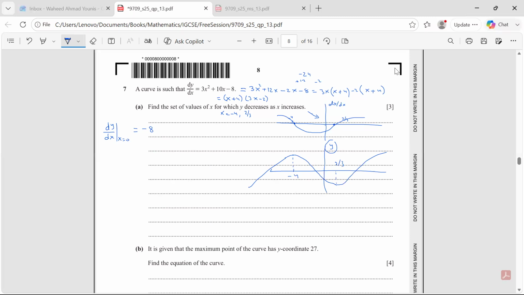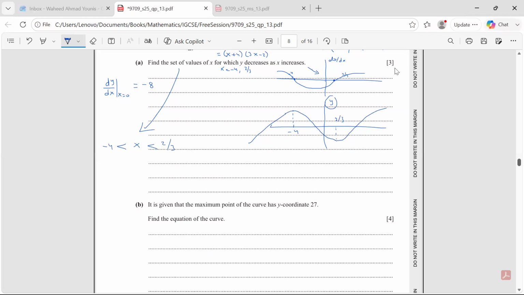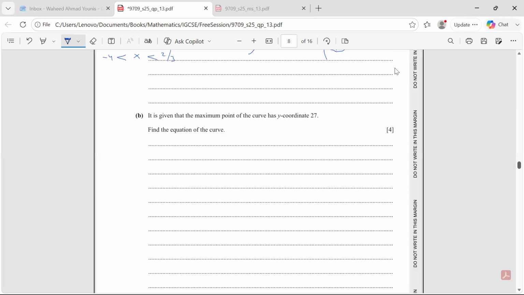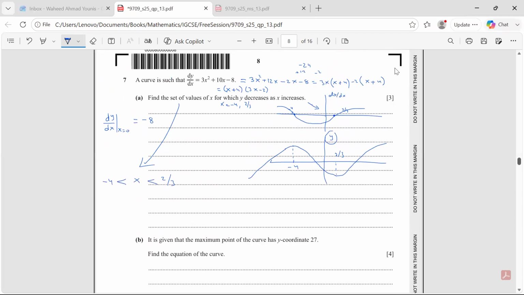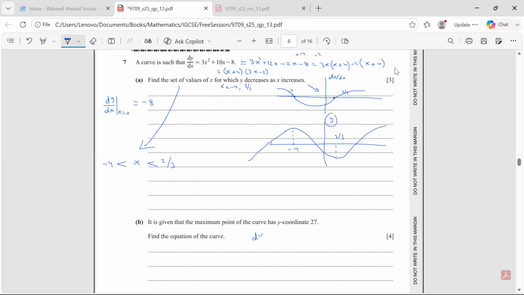So the answer to this first problem is that if x is between minus 4 and 2 by 3, then y will decrease as x increases. I hope this is clear. Now part B: it is given that the maximum point of the curve has y coordinate 27. Find the equation of the curve. So we start with this derivative function dy by dx.